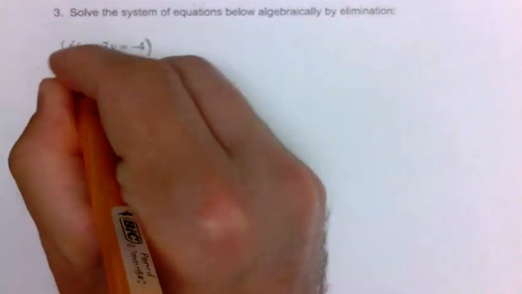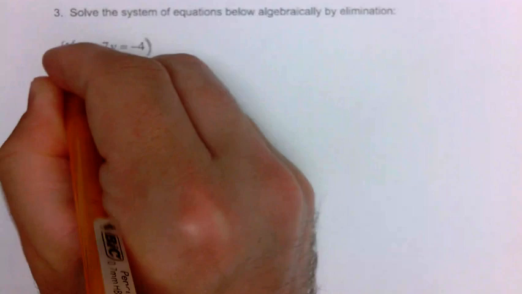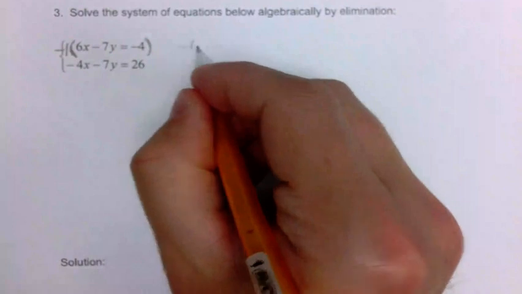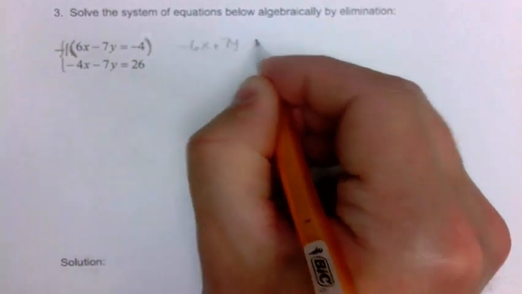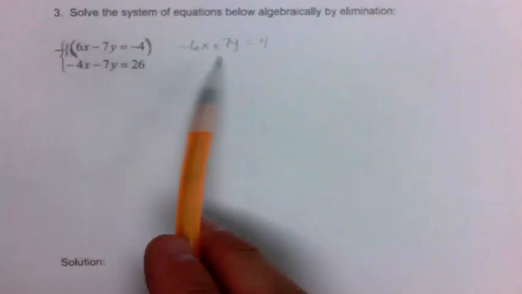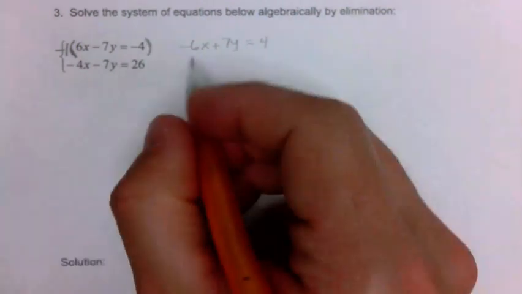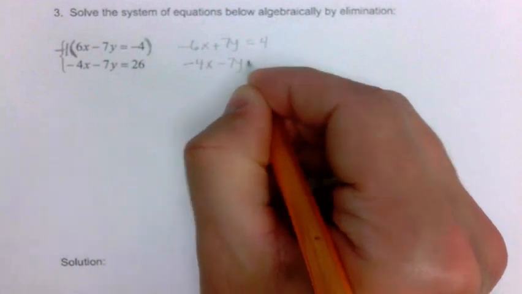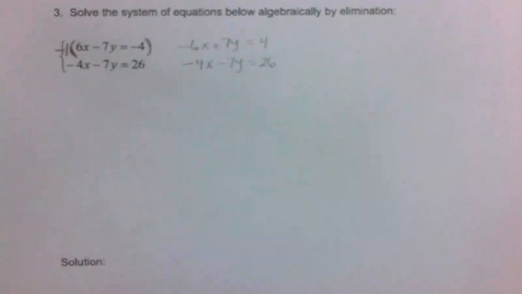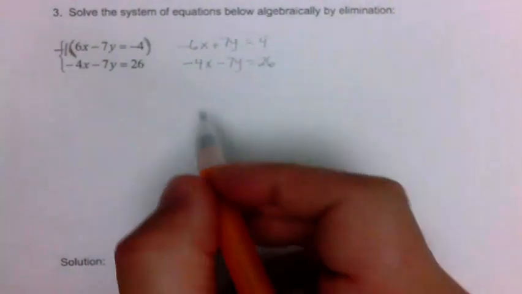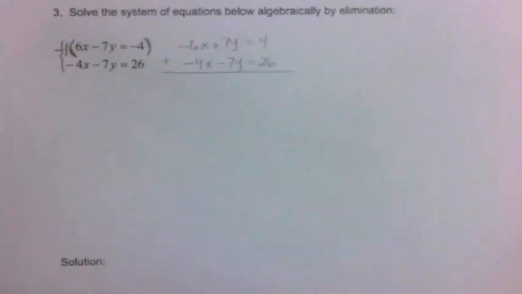If we take that entire first equation and multiply it by negative 1, that's going to turn the first equation into negative 6x plus 7y equals 4. Multiplying by negative 1 just changes the signs of each term. The bottom equation we're going to keep exactly the same: negative 4x minus 7y equals 26. And now I can clearly see that I have opposites with 7y and negative 7y. Since those are opposites, I'm going to add these two equations together to eliminate the y variable.